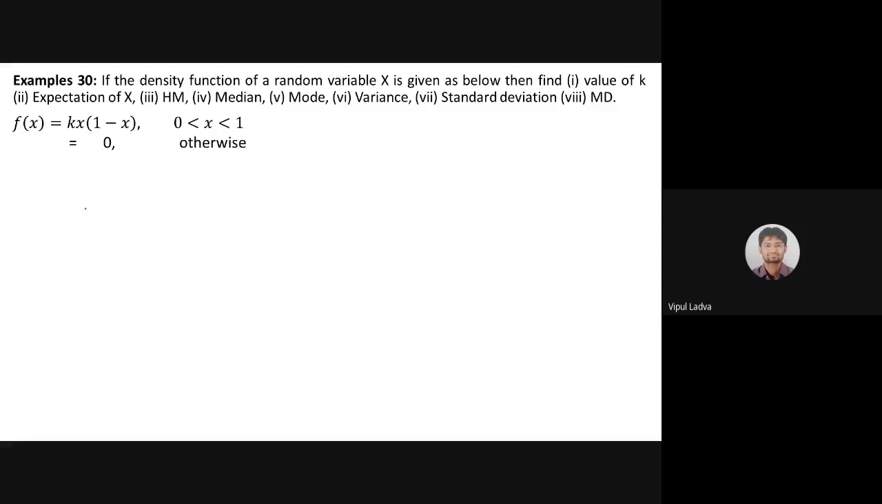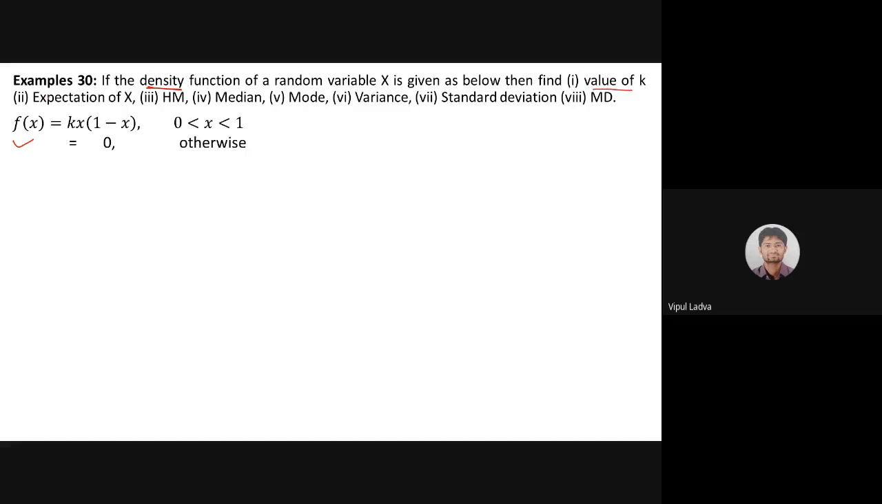Good. So now let's discuss example 30. If the density function of a random variable x, observe the word density I had used. That means we are dealing with the continuous random variable. The density function of the random variable x is given as below. This is the definition of density function. Now find what we are supposed to find.